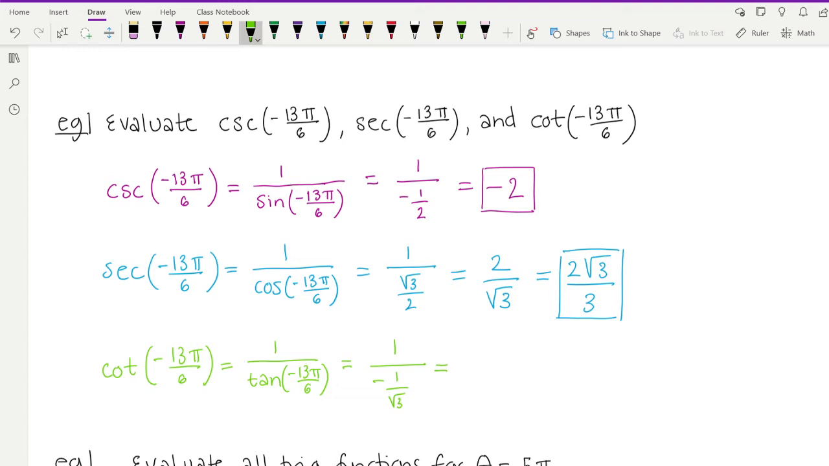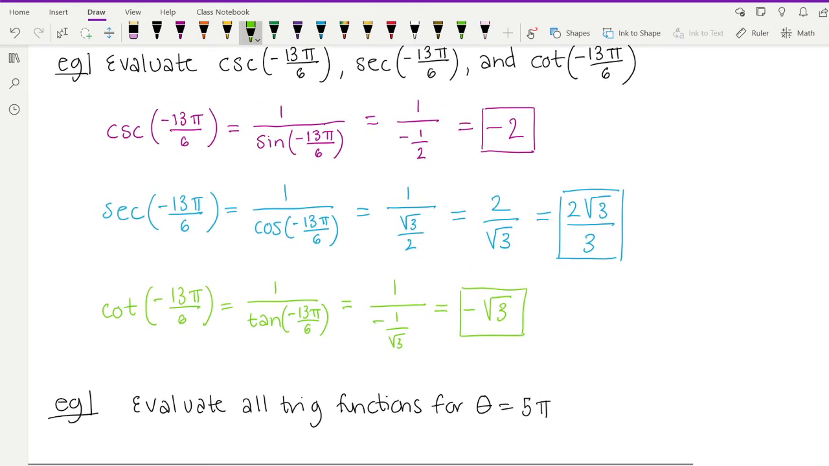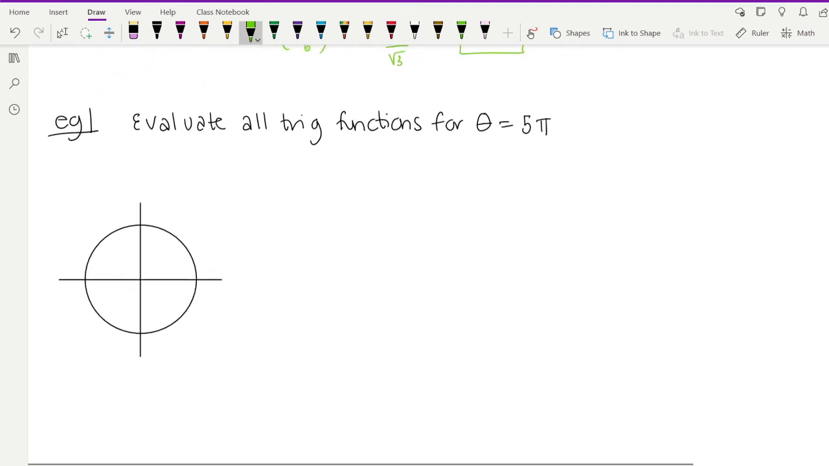So what is the reciprocal of negative 1 over the square root of 3? Well, that's just going to be negative square root of 3, right? Flip it over and it would be negative square root of 3 over 1, which is just negative square root of 3. So that's it. That's how this works. If you know how to find sine, cosine, and tangent, it's really nothing too new. It's just taking the reciprocals of those things.